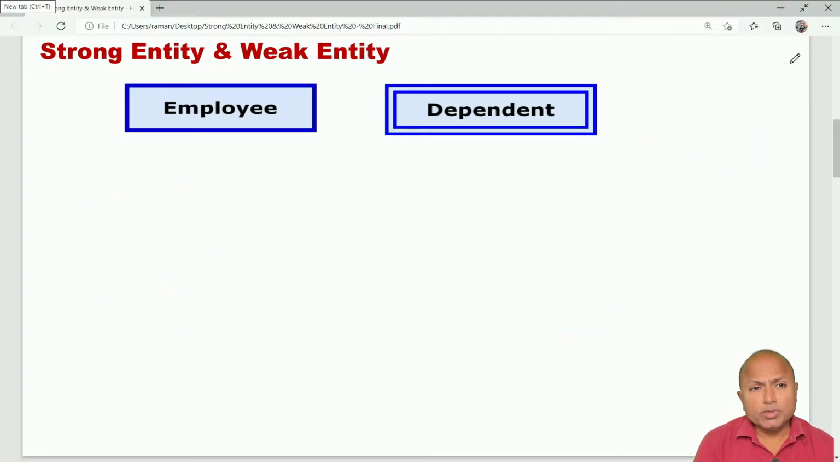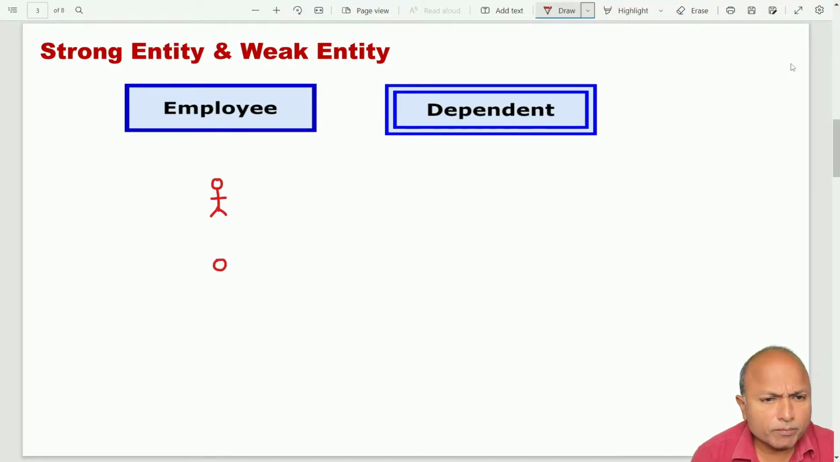Here we can observe employee is a strong entity, whereas dependent is a weak entity. That's why employee is represented with a rectangle, whereas dependent is represented with a double rectangle. Let us consider one example to understand strong entity and weak entity clearly. You can take some employees here, the employees working in an organization, that you can call the employee entity.